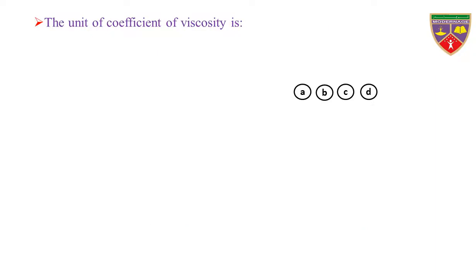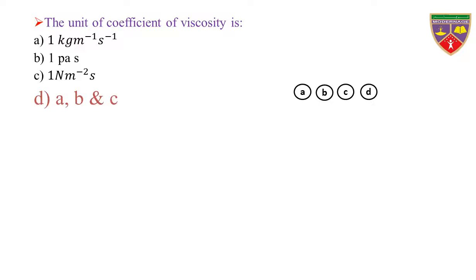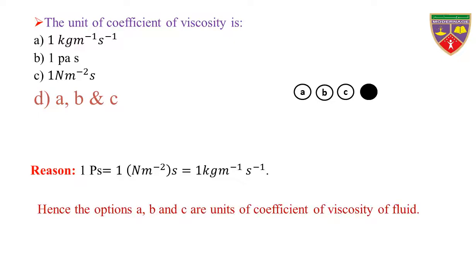The unit of coefficient of viscosity is: option A, 1 kilogram per meter per second; option B, 1 Pascal second; option C, 1 Newton per square meter second; option D, A, B and C. The key is A, B and C. Therefore, the correct option is D. Reason: 1 Pascal second is equal to 1 Newton per square meter into second, which is equal to 1 kilogram per meter per second. Hence, the options A, B and C are units of coefficient of viscosity of fluid.